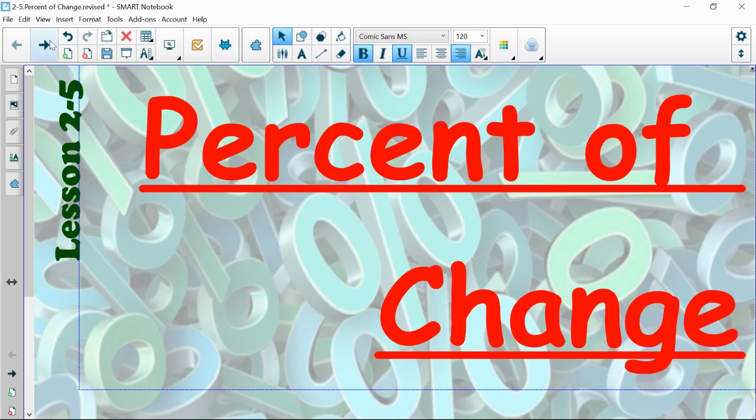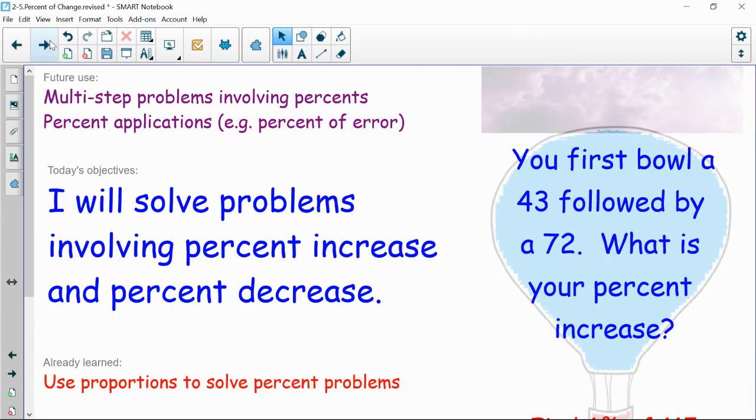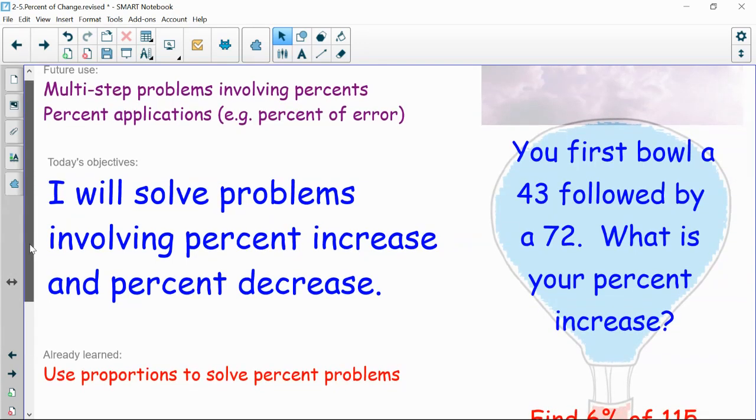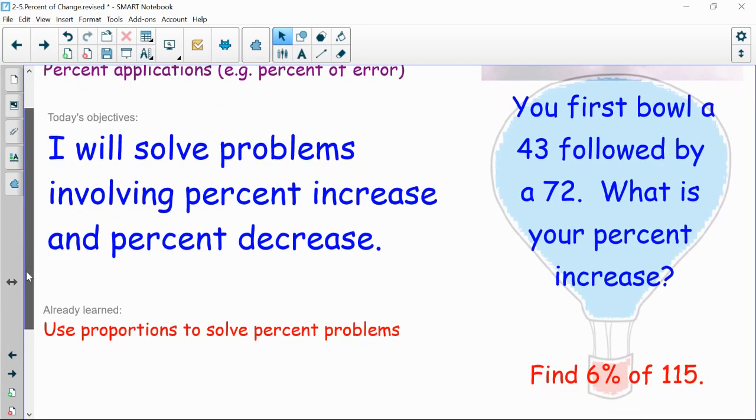Now, these will go a little bit differently than what we have been doing. We already know how to use proportions to solve percent problems. Now we are going to solve problems involving percent increase and percent decrease. A type of problem you'll see is that you first bowl a 43 followed by a 72. What is your percent increase? This will get you to multi-step problems that involve percent applications, for example percent of error.